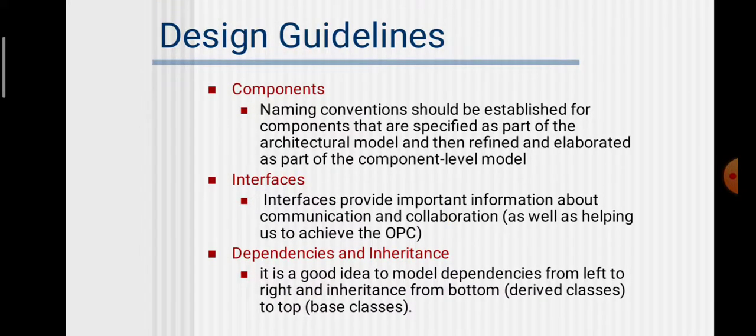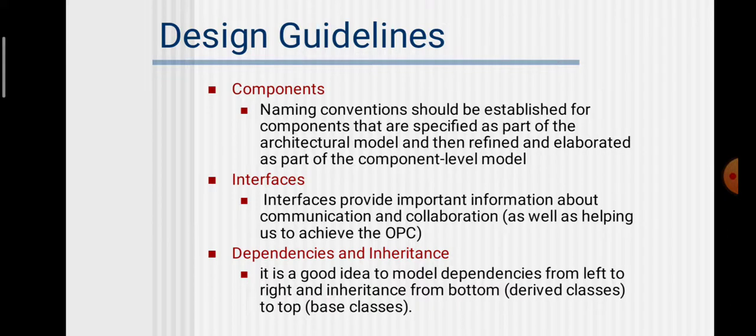Component naming conventions should be established for the components that are specified as part of the architectural model and then refined and elaborated as a part of component level modeling. So the naming should be a part of the entire job. For example, if my project is about printing, then the component should have a name convention related to that printer job, like print initiator, print, get the job done. The component name should reflect what it is related to.